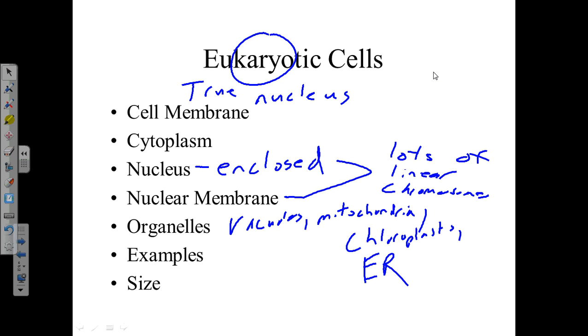In terms of examples, what kinds of things have eukaryotic cells? What kinds of organisms have eukaryotic cells? Everything on Earth except what? Bacteria. So we're talking animals, plants, fungus, protists. Everything on Earth except bacteria, they all have eukaryotic cells. And in terms of size, all we're going to say about size is they're a lot bigger than bacterial cells. They're a lot bigger than prokaryotes. Eukaryotic cells are way bigger than prokaryotic cells.